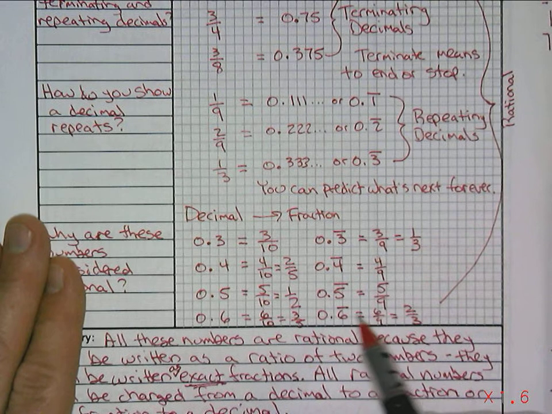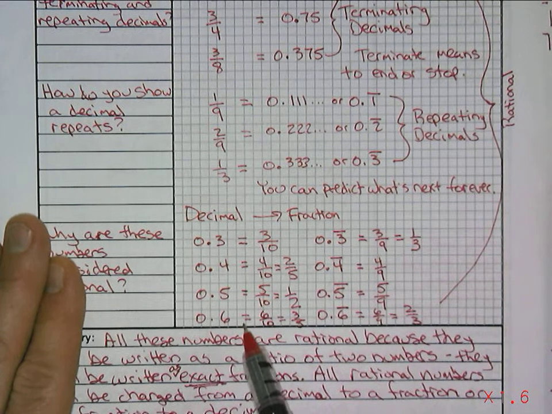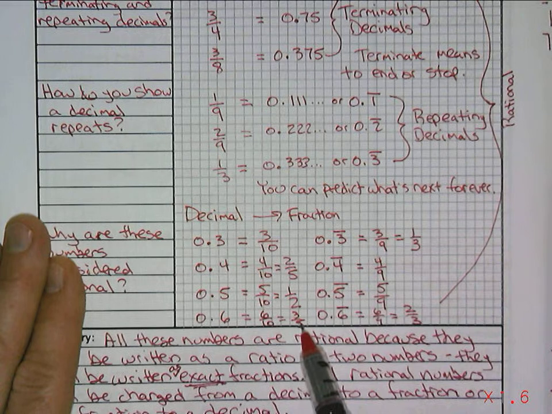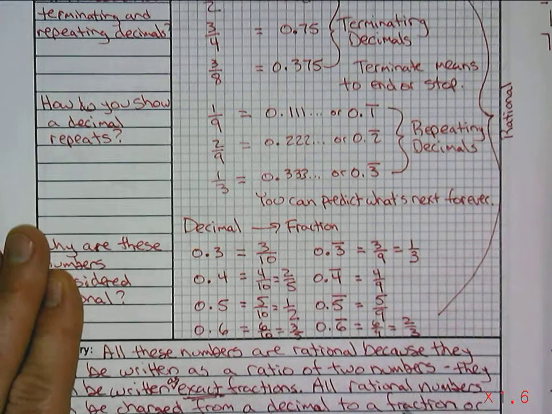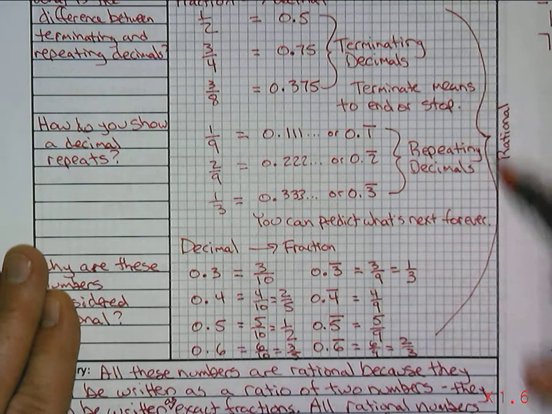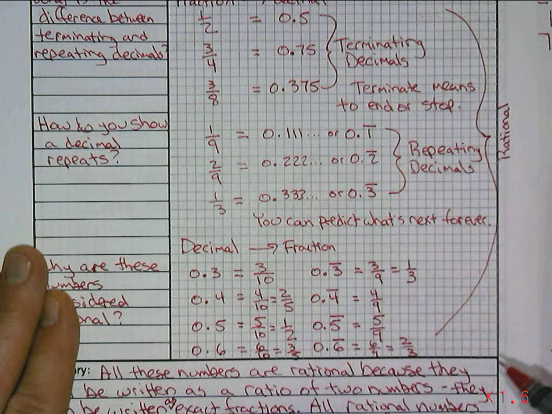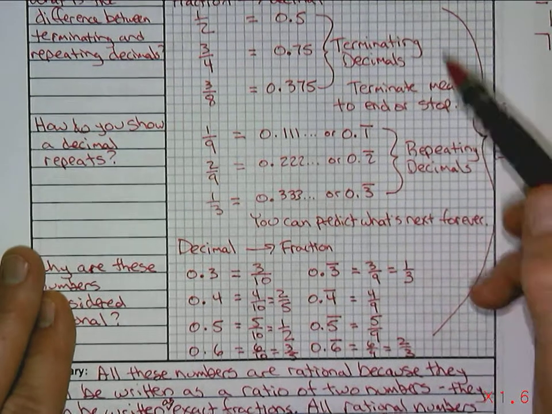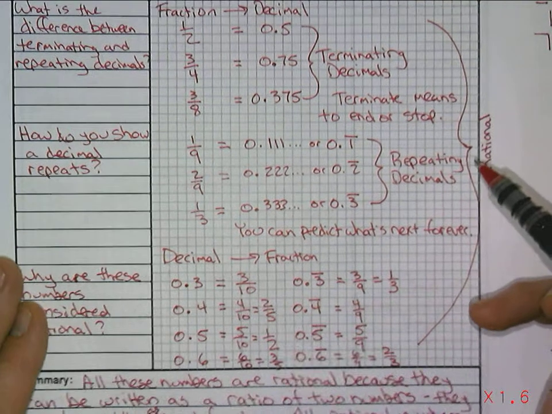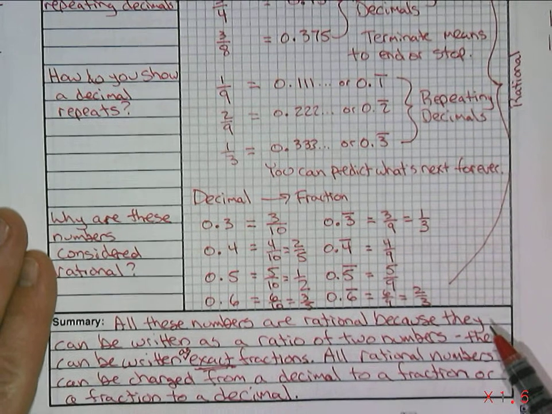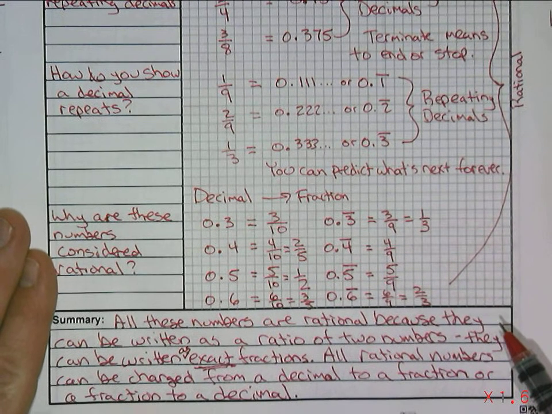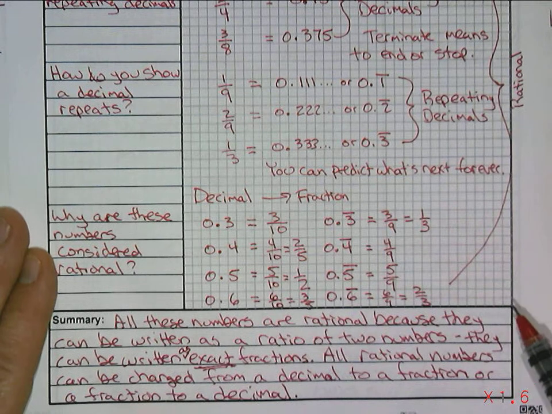So you see that repeating decimals and terminating decimals both have fractions that represent them. They're just slightly different because of the way they are represented. Now, all these decimals that I've shown on here are actually rational numbers. And the reason that they are all rational numbers is because they can all be written as a ratio of two numbers. They all can be written as exact fractions.